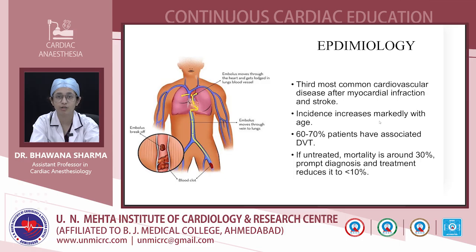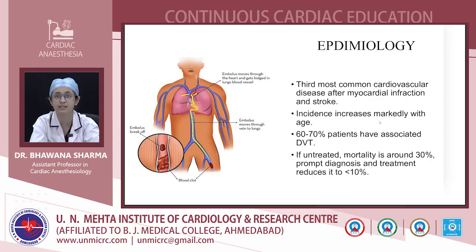Coming to the epidemiology of pulmonary embolism, it is the third most common cardiovascular disease after myocardial infarction and stroke. The incidence increases with increasing age, and 60 to 70% of patients having pulmonary embolism have associated deep venous thrombosis. If pulmonary embolism is untreated, the mortality is around 30%, and prompt diagnosis and treatment will reduce it to less than 10%.